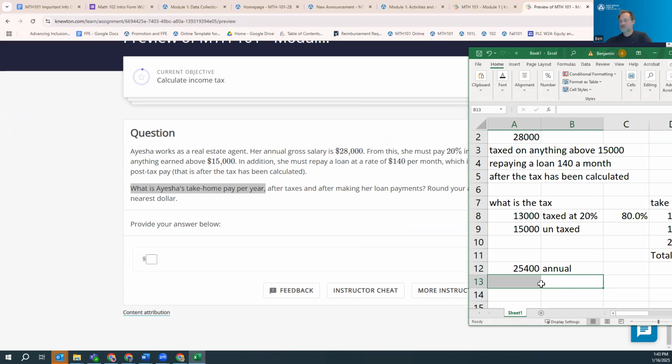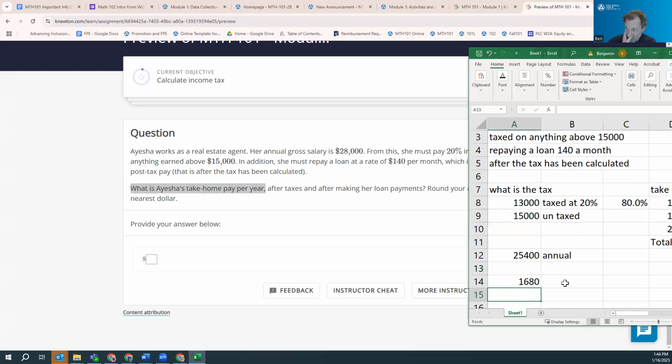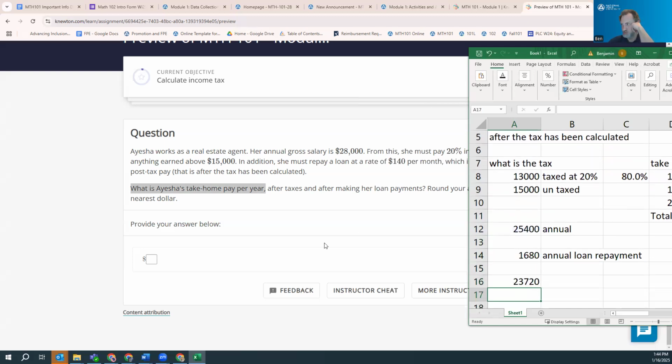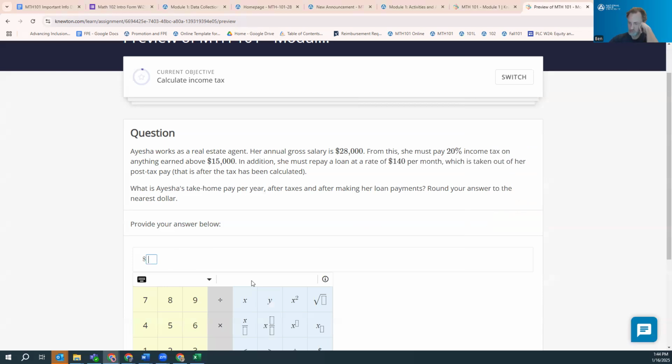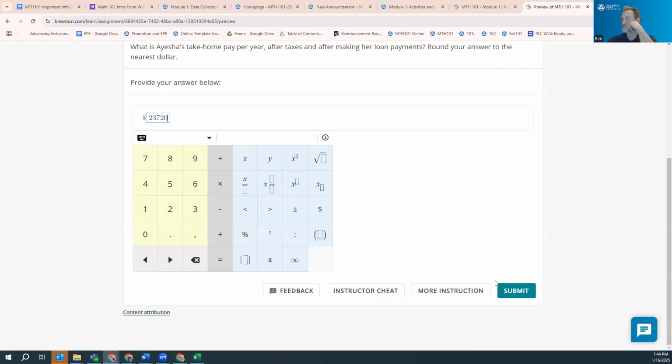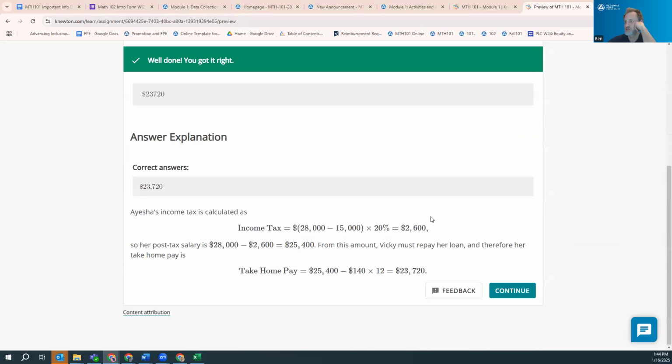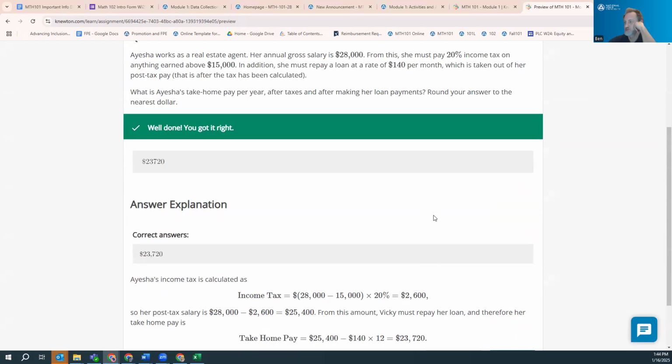I'm paying $140 a month. I need to scale that up. 140 times 12 is what I'm paying every year. This is my annual loan repayment. And so what's left is this number minus the 16,800. All right. Woo. 23,720. Woo. Mama. That is pretty crazy.